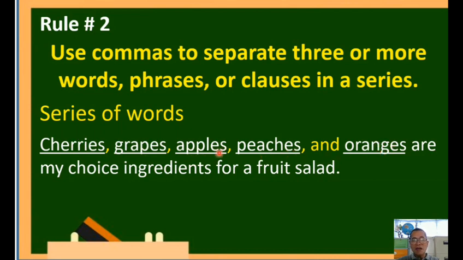So dahil 5 ang ating words dito, ang gagamitin nating comma ay 4 lang. Itong comma after cherries, after grapes, after apples, after peaches. Now after peaches, gagamit tayo ng comma dito, pang-4 na comma, and then space, don't forget the space, and then the coordinating conjunction and followed with the next word in a series. Alright, ganito ang paggamit ng comma sa sentence na may mga 3 o higit pang words in a series.